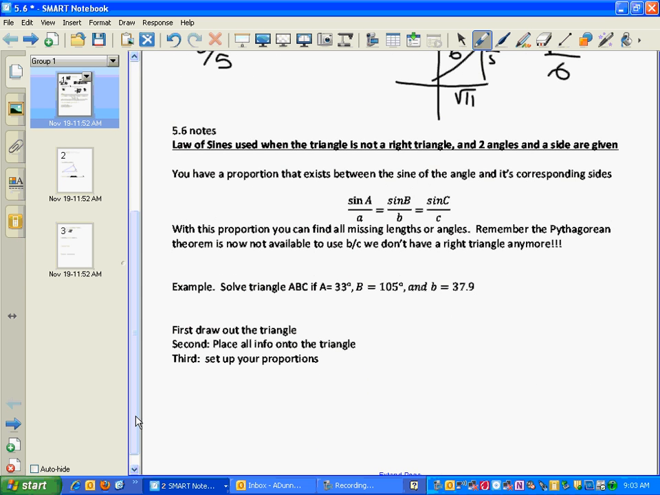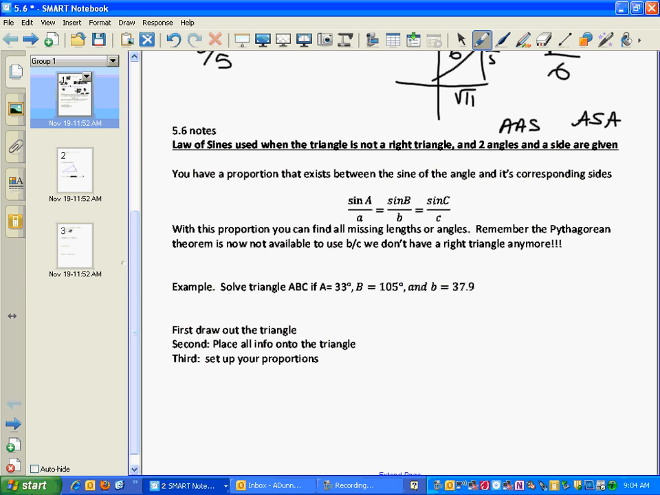So, law of sines is used when the triangle is not a right triangle. Two angles and a side are given. And if you remember from geometry, these were your theorems or postulates that proved the triangles were congruent. You had angle, angle, side, or angle, side, angle. Two angles and a side are given. So those are what we're working with when we're given two angles and a side.